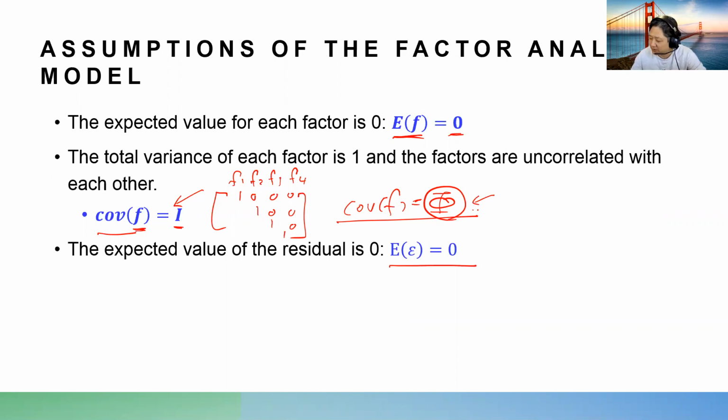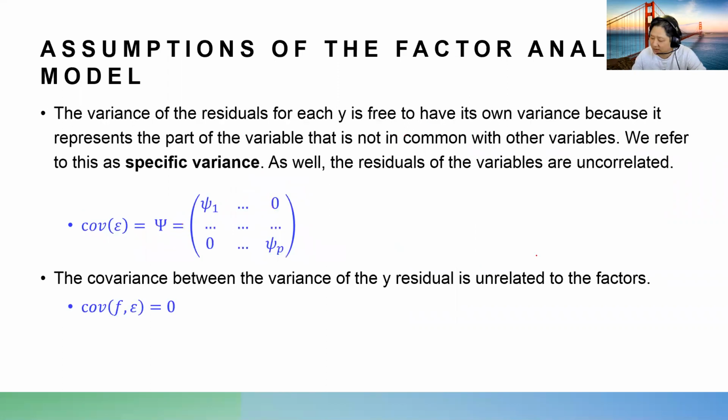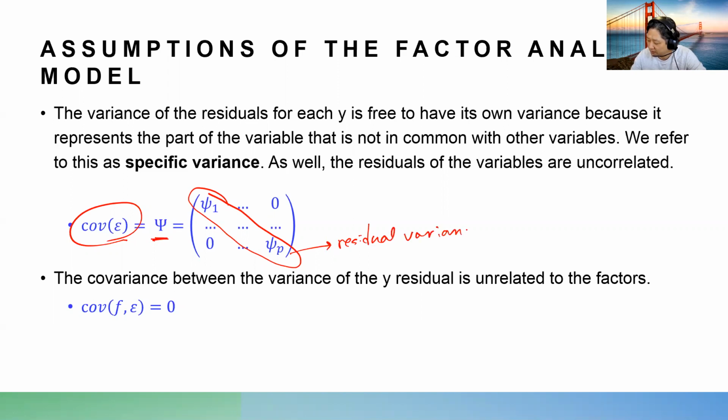Also the expected value of the residual is 0. Like I said, this is the error variance, the residual variance, right? So this is the variance of a residual factor. And also our factor score is uncorrelated with error. So that covariance is 0.